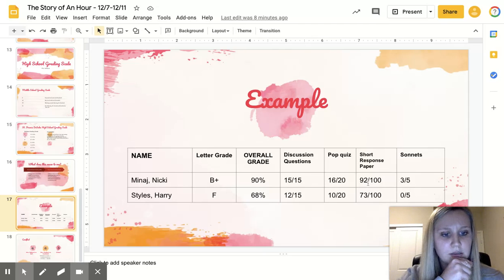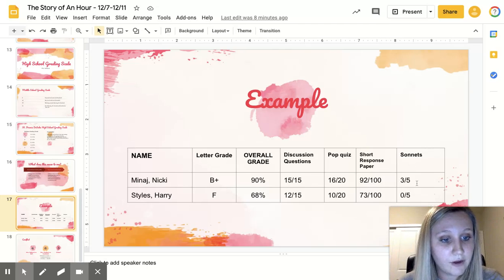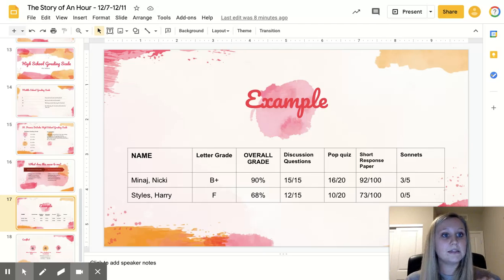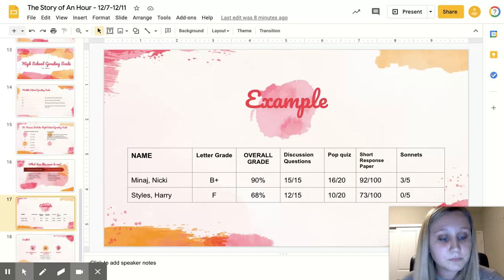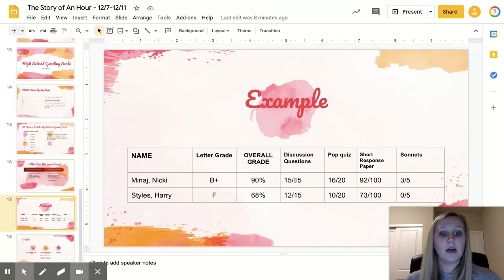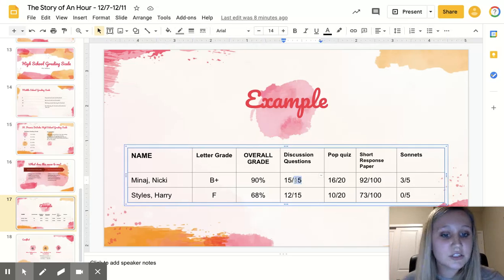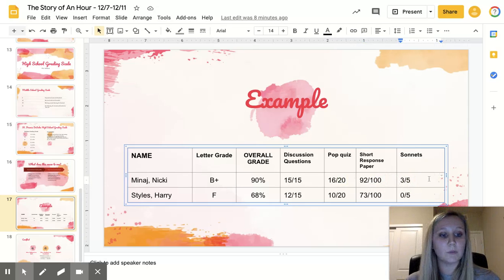They did a paper that was out of 100 points, which is pretty hefty as point values go, and then sonnets were out of 5. So why does this matter? What does it mean? Well, the 100 point values are going to weigh more heavily than the 5 points or the 15 points. Well, I can add up all these values. It's just like fractions. Add up the 15, add up the 20, 100, and the 5, I get 140. So all of these will be out of 140.